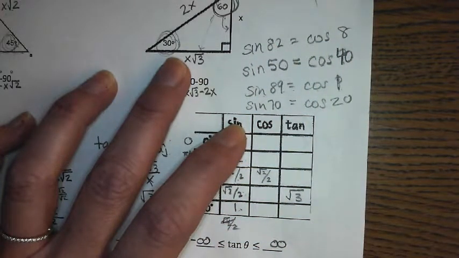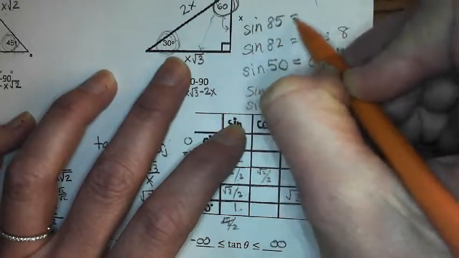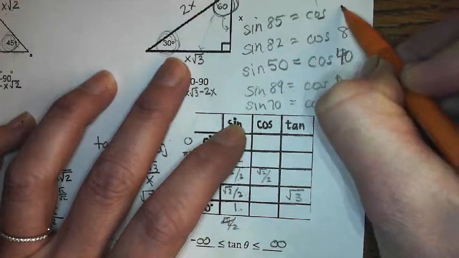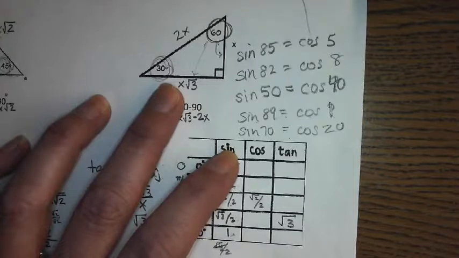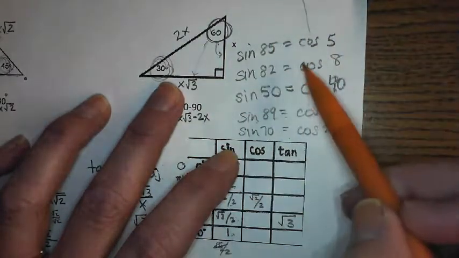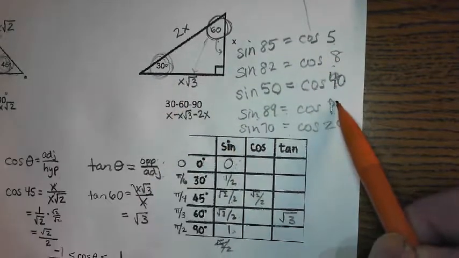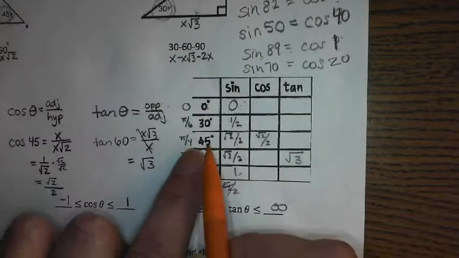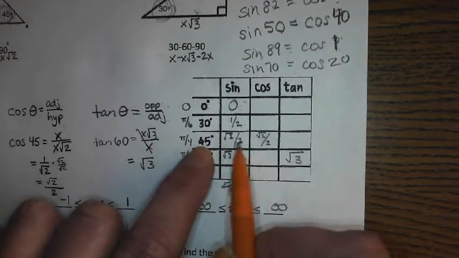Raise your hand if you think you now see it. Micah? Sine of 85, Micah, equals the cosine of what? 5. Raise your hand if you think you now see it. Isaiah? They have to add to 90. Okay? Which is why the sine of 45 equals the cosine of 45, for the record.